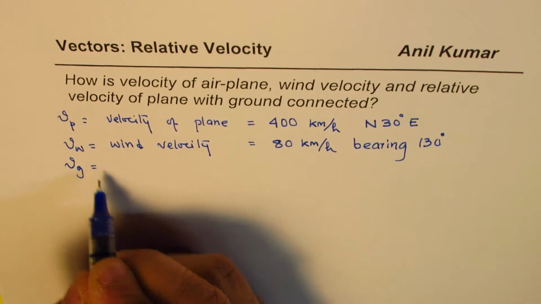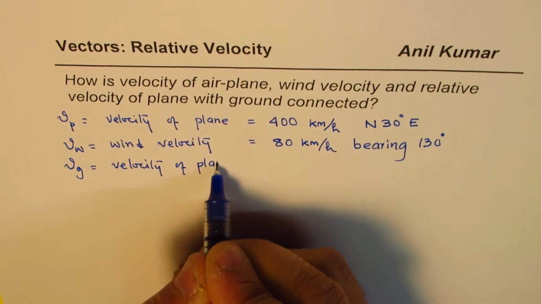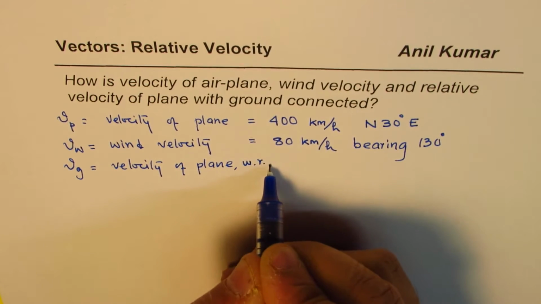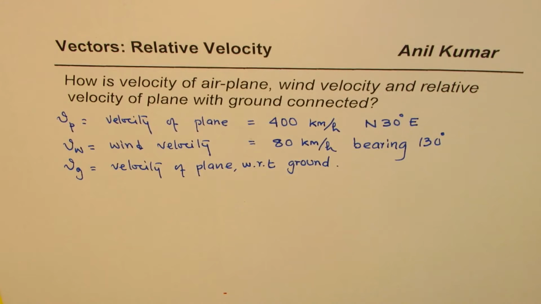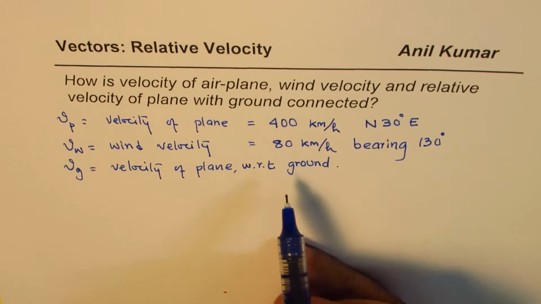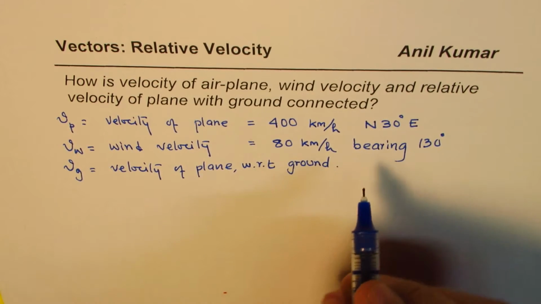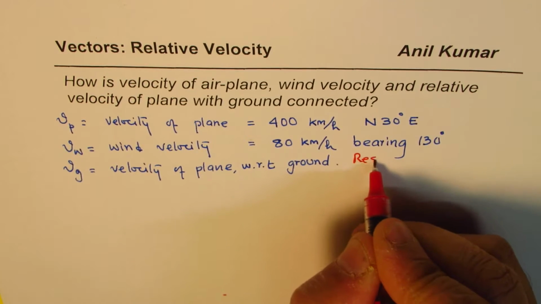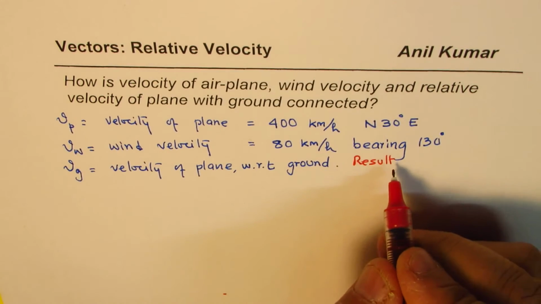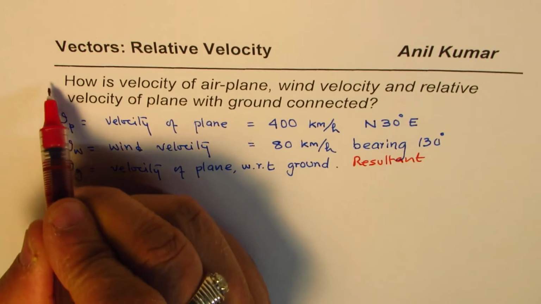So Vg is velocity of plane with respect to, let's say, ground. So if there is an observer on the ground, what velocity of plane or what direction will the observer see? That is what we are trying to figure out, right? So this could also be treated as a resultant velocity. So resultant of these two is what the observer sees from the ground. So that is the connection between all the three.